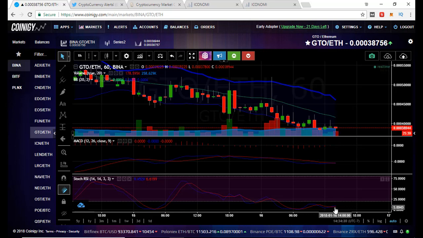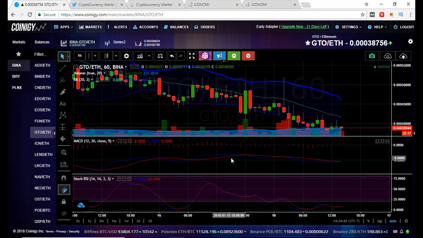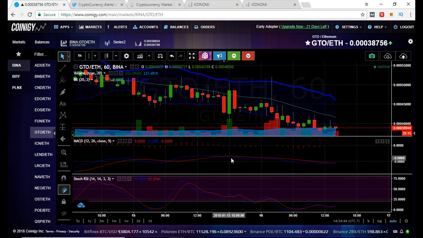Right here on the stochastics, it's below the 20, and it is starting to cross the red. On our MACD, we're also starting to get some increased volume. RPM is starting to increase. This Gifto is a great project. Was received well, took off once it was first able to trade on Binance, and this is one that I'm going to keep an eye on this afternoon.